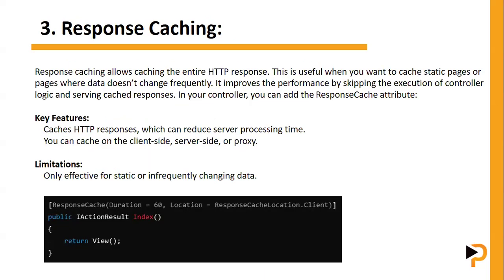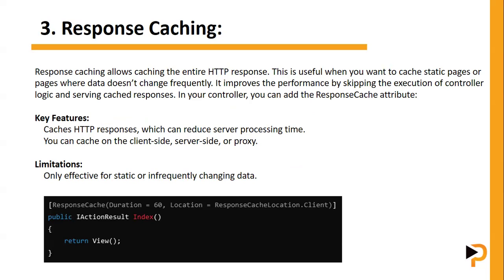Now next, response caching. Response caching allows caching the entire HTTP response. This is useful when you want to cache static pages. So the page where dynamic data is not available and data is static, and where we are not frequently fetching live or dynamic data, then you can store that HTTP response in response caching. It improves performance by skipping the execution of controller logic and serves cached responses.